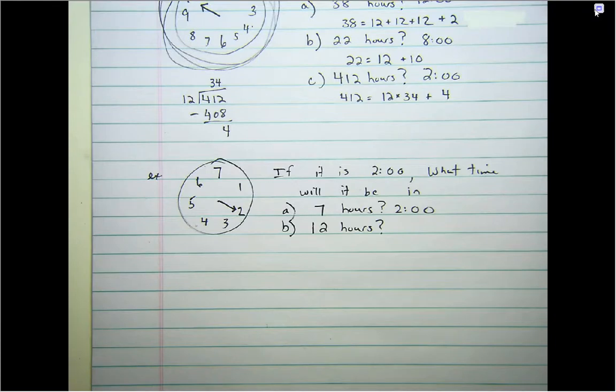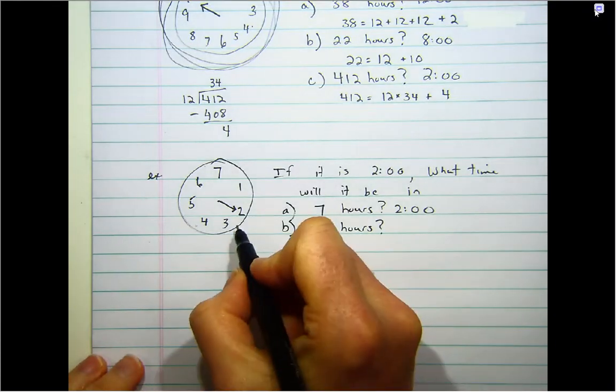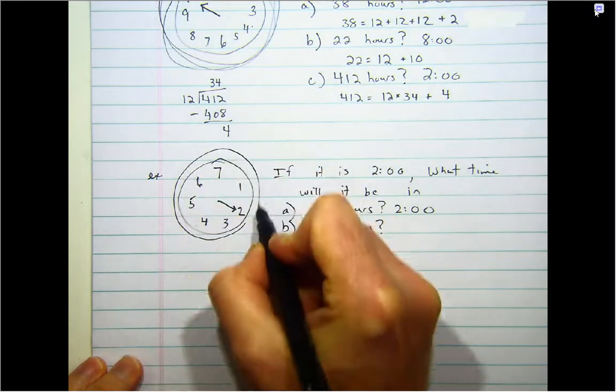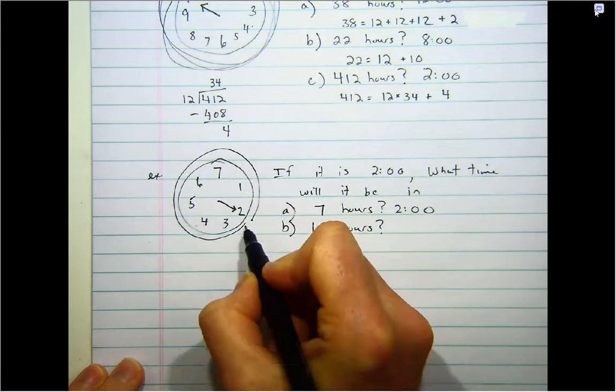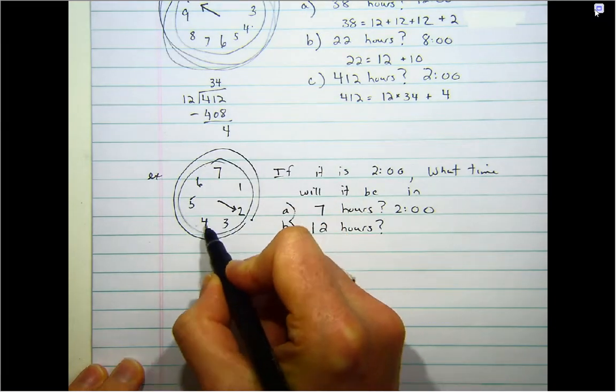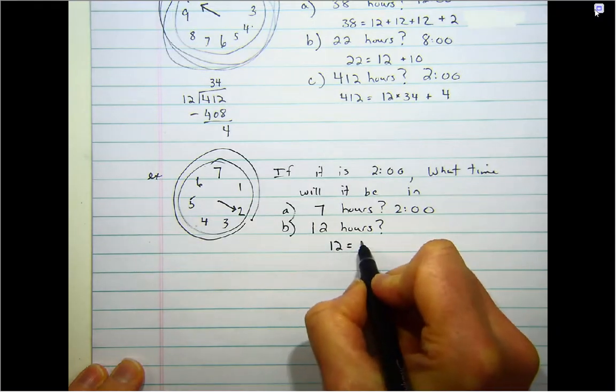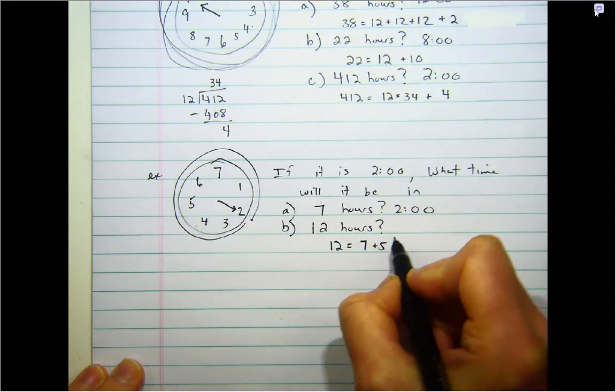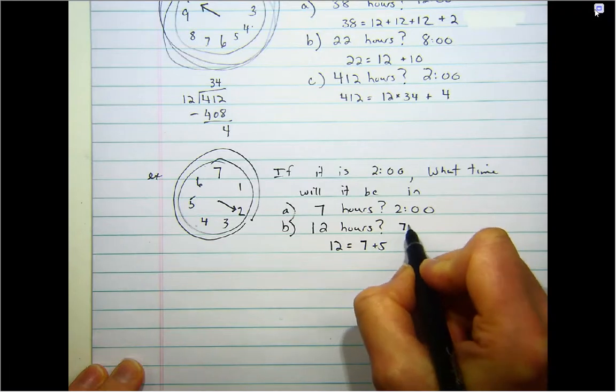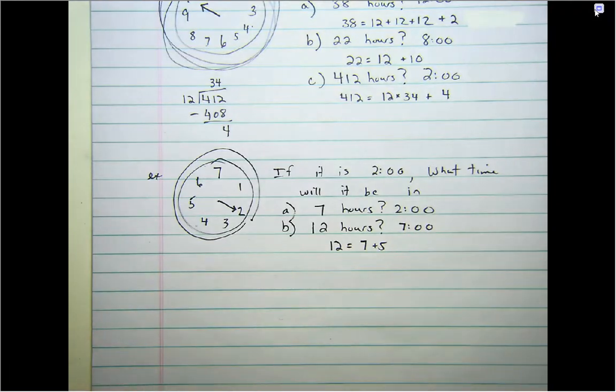Good. Yep, 7 o'clock. So if 12 hours go by, you go all the way around the clock, but that's only 7 hours on a 7-hour clock, and then you go 5 more. 1, 2, 3, 4, 5. So that brings you to 7 o'clock. You go all the way around the clock one time, and then you keep going and go 5 more hours till 7 o'clock.